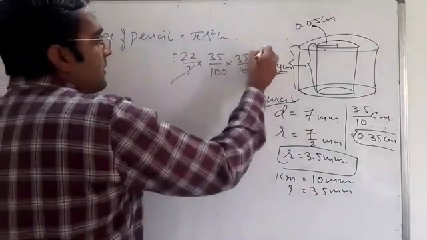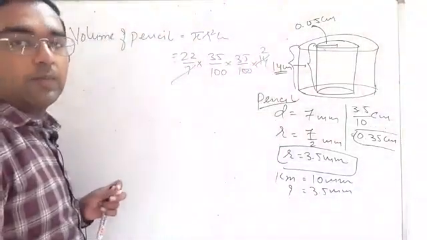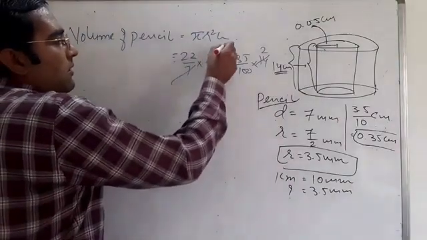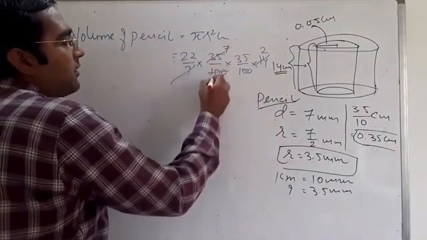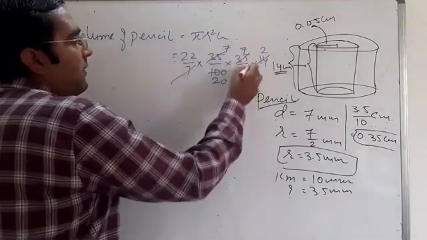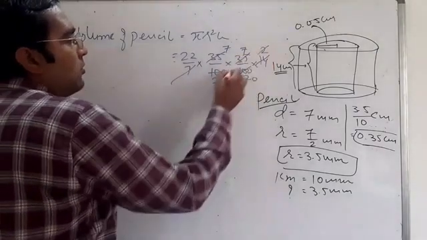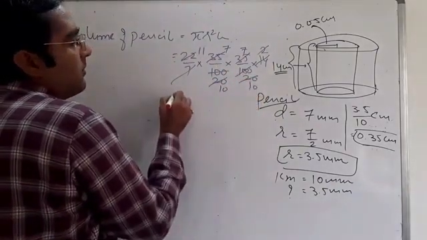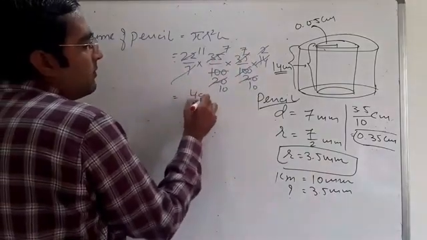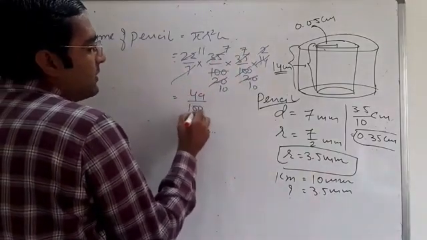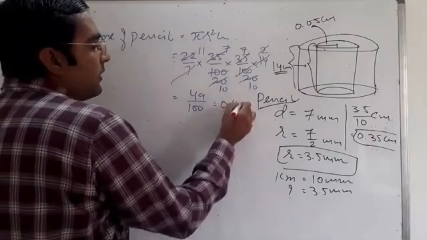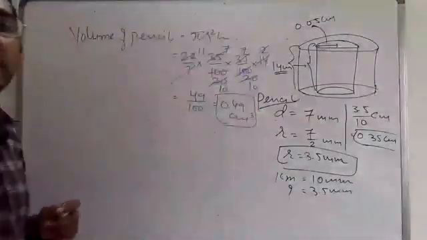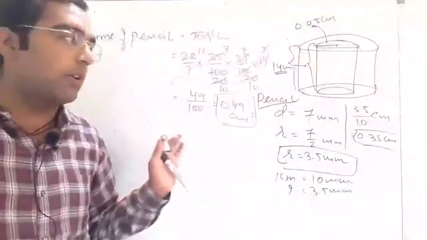Now 7 ones are 7, twos cancel out. 5 sevens are 35, 5 twenties are 100, 2 tens are 10, and 2 elevens are 22, so my answer is 7 sevens are 49 by 100. So my volume is 0.49 centimeter cube. That is my volume of the pencil.